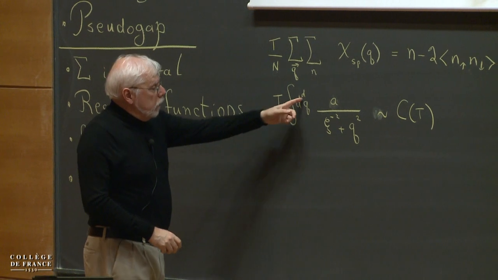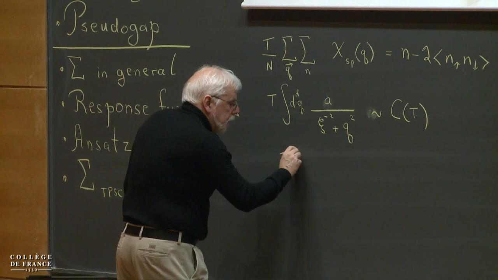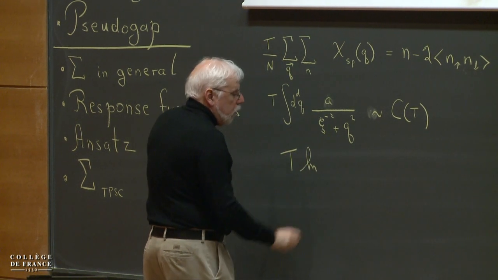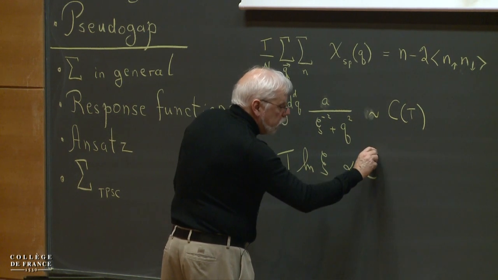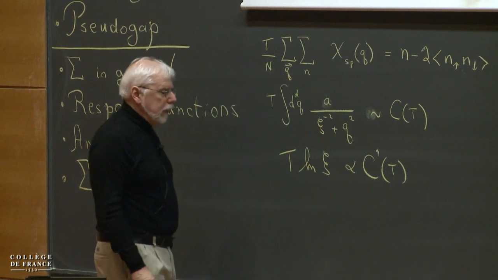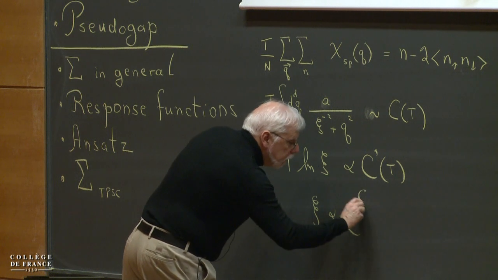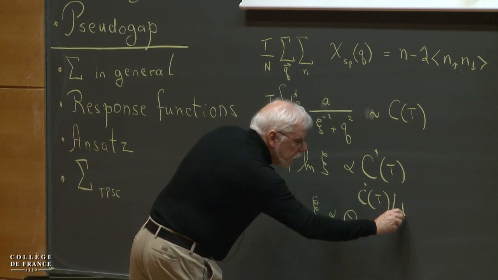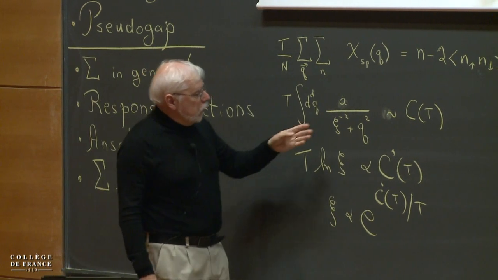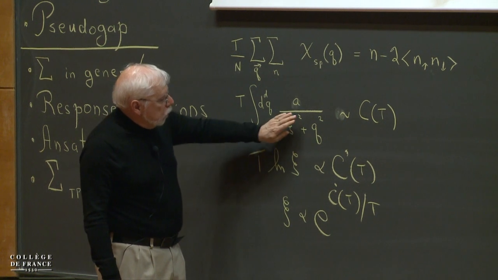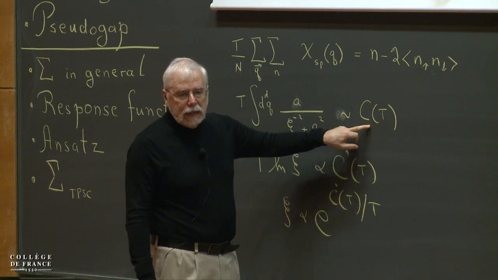Now, if I'm in 2 dimensions, I get d squared q divided by q squared. So this is just a log. So I will get log of xi that will be proportional to some other function of temperature. So you get that xi is proportional to exponential of c prime of T over T. So it diverges only at zero temperature. In other words, if you take xi^-2 to 0, which is like infinite correlation length, this integral diverges, and it cannot because of the right-hand side.